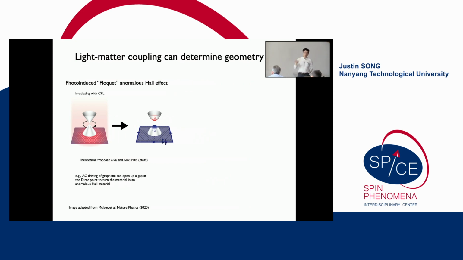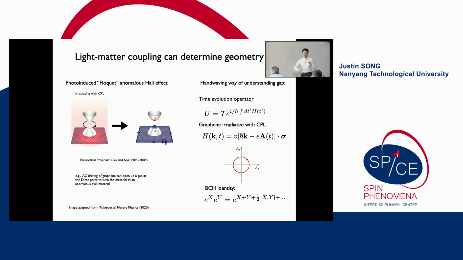So we all know and love this proposal from Oka and Aoki, whereby you shine circularly polarized light on graphene and you open up a gap. Let me just remind you, I'm sure you all know this. This basically arises because there's a pseudo-spin degree of freedom in graphene, all right? And basically, when you're looking for the stroboscopic average of this Hamiltonian, right?